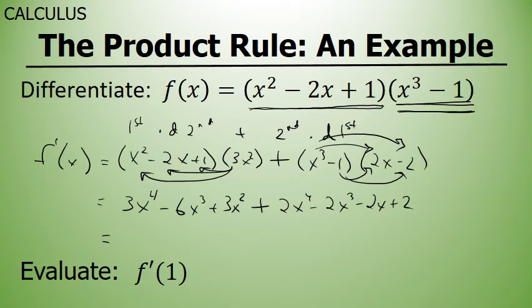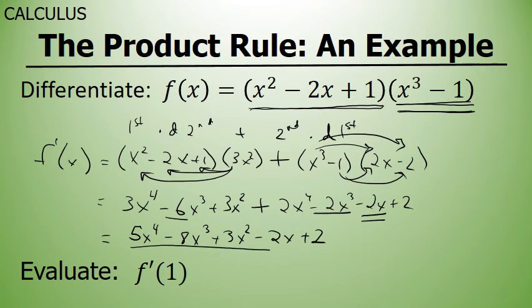Combining like terms gives me 5x to the fourth power, negative 8x to the third power, 3x to the second power, negative 2x to the first power, and the constant is positive 2. The derivative of x squared minus 2x plus 1 times the quantity of x to the third minus 1 is 5x to the fourth minus 8x cubed plus 3x squared minus 2x plus 2.